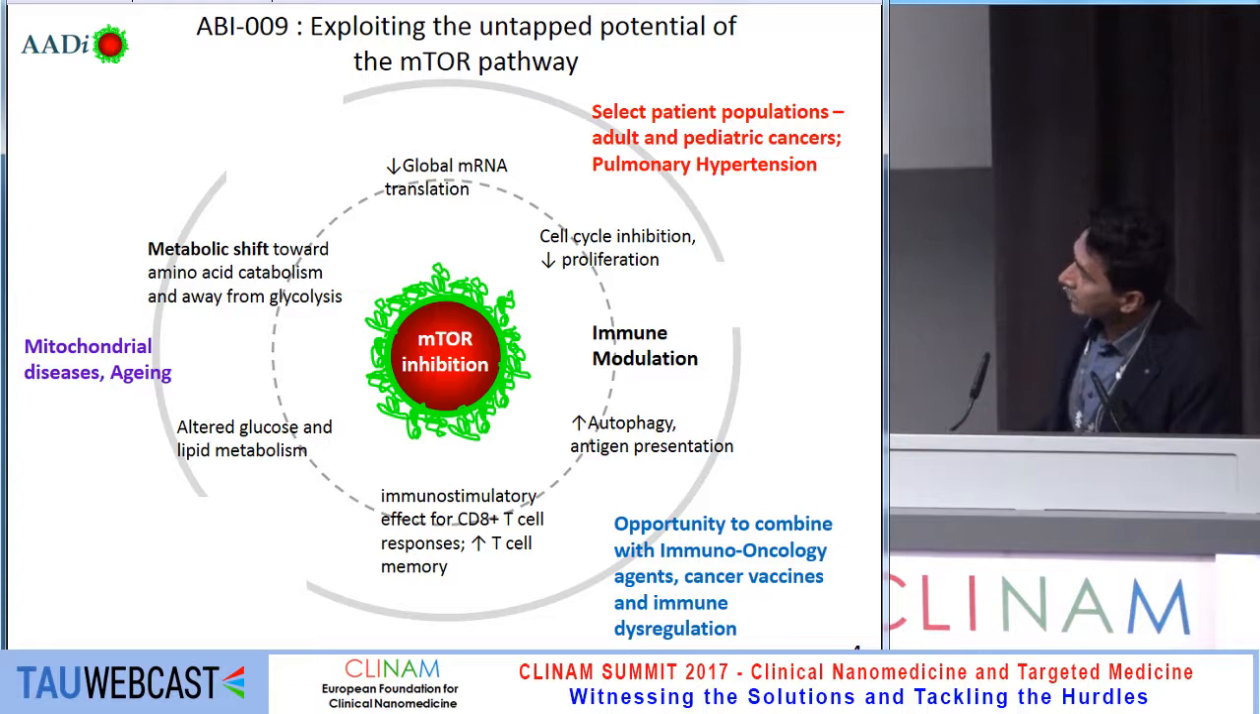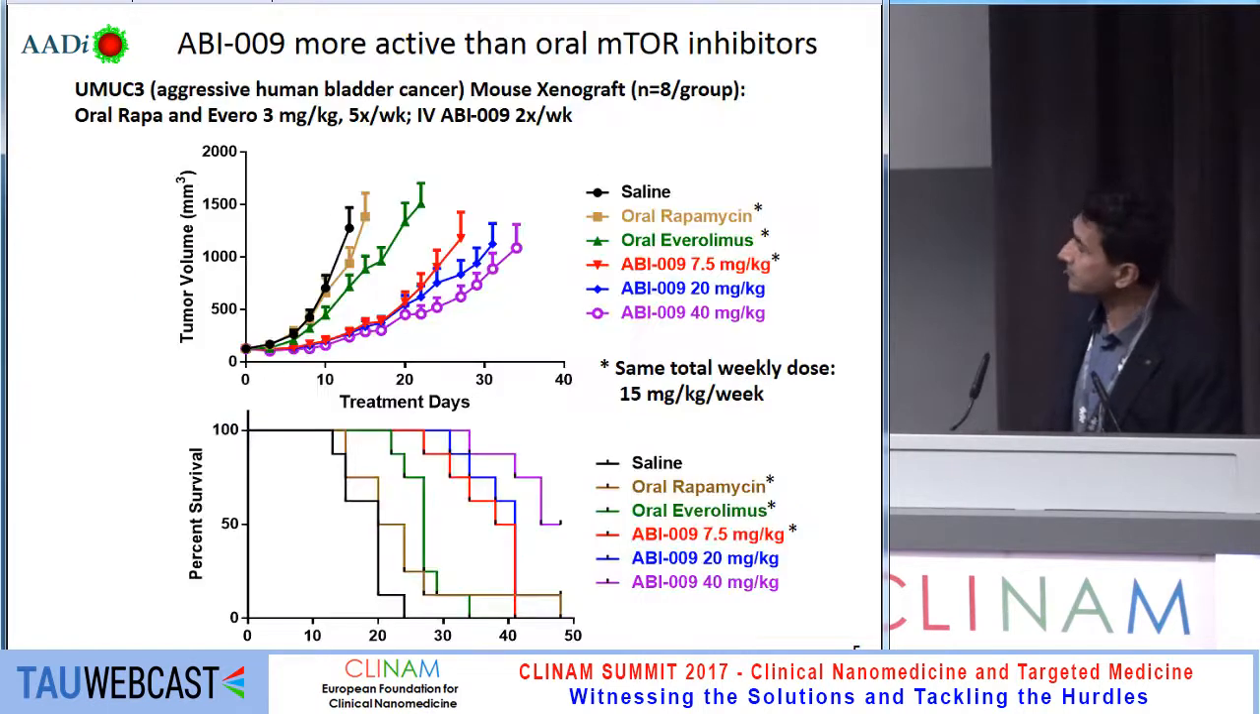And a whole other area of it is metabolic related, and there's a shift from amino acid catabolism and away from glycolysis towards amino acid metabolism. So that is important in different diseases as well, and also alters the glucose and lipid metabolism. So you could apply it not only in the cancer setting, which we are focusing on, like in pediatric tumors, or in diseases like pulmonary hypertension, which I will speak more about today, but in immuno-oncology type applications and, for example, in mitochondrial disease.